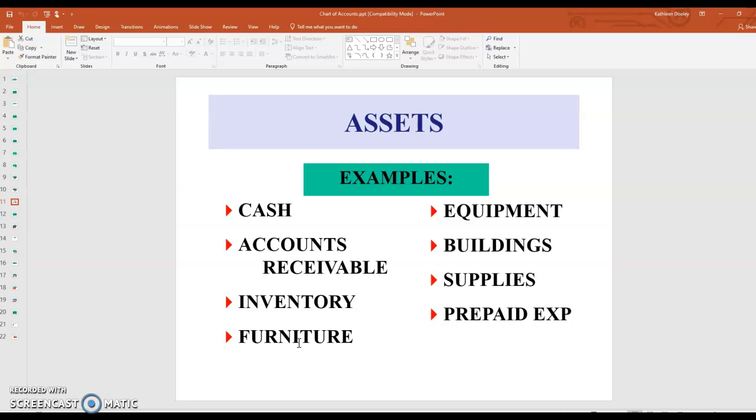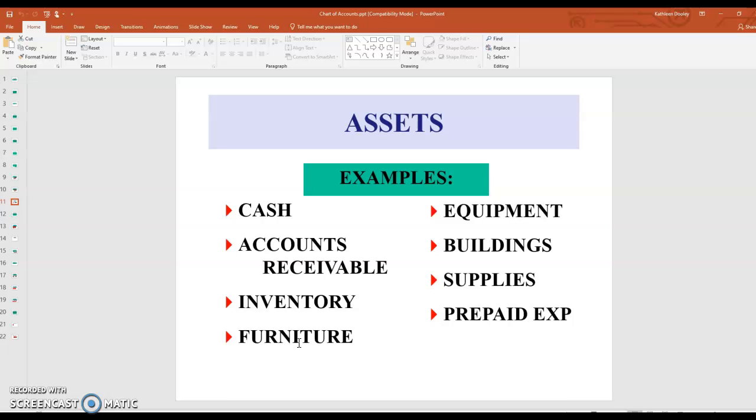Equipment, any kind of factory machinery or any kind of office equipment, computer equipment. This can also include vehicles if the business owns any delivery vans or other vehicles. Buildings, any kind of buildings that the business owns. Now, we might rent a building space, but if we own the building, it would be an asset. If we rent a building, then that's not an asset. It would not go on our chart of accounts.